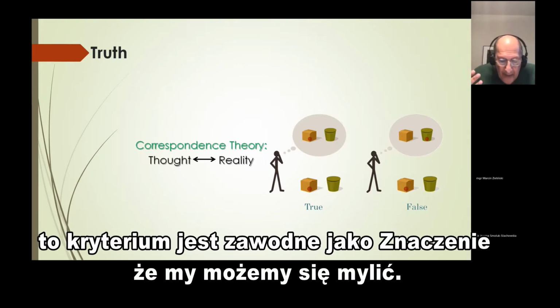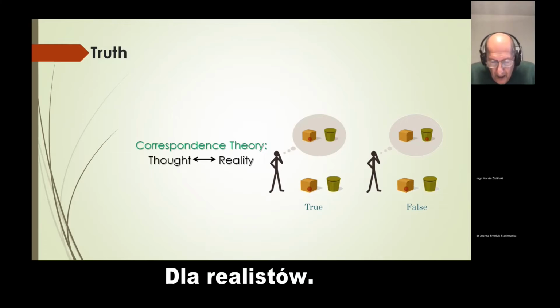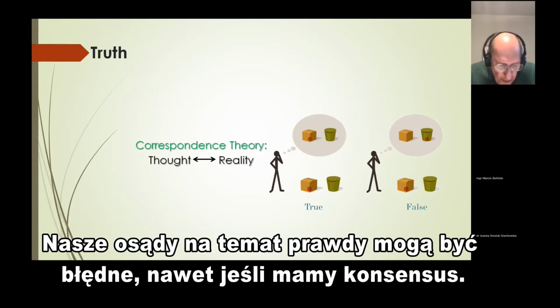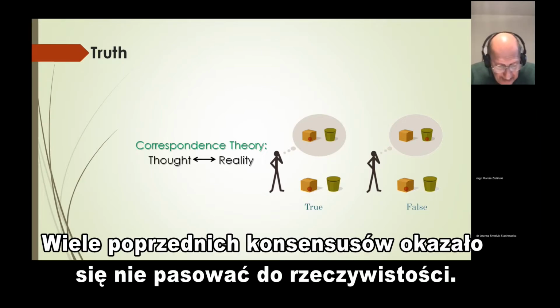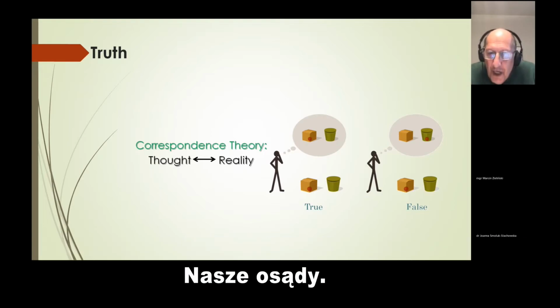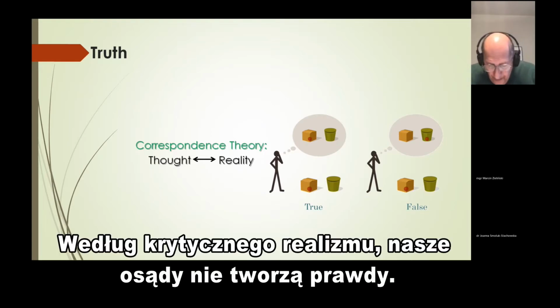This criterion is fallibilist, meaning that we could be wrong. For realists, our judgments about truth may be wrong even if we have consensus. Many past consensuses turned out not to match reality. Our judgments, according to critical realism, do not create the truth.